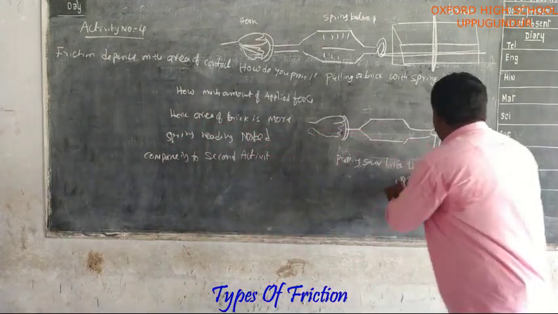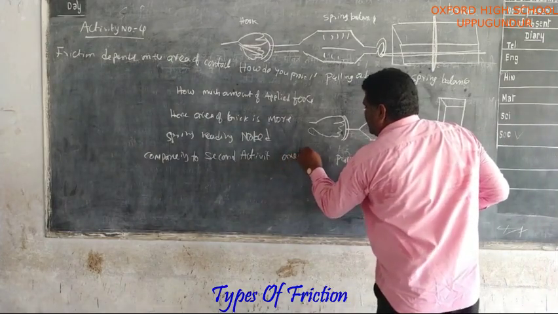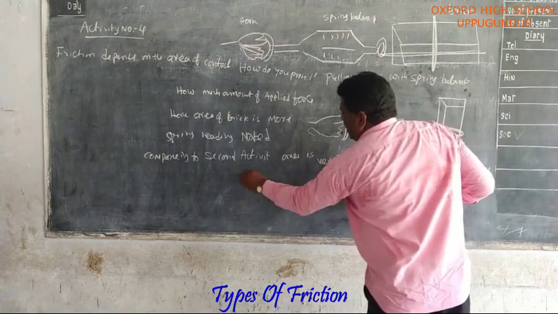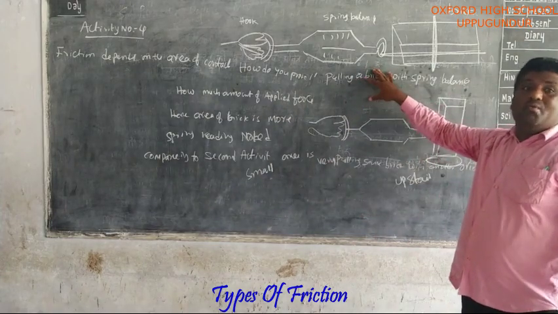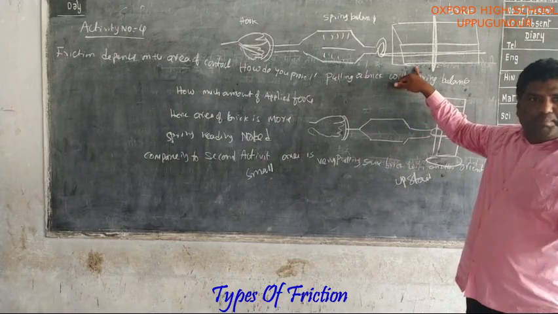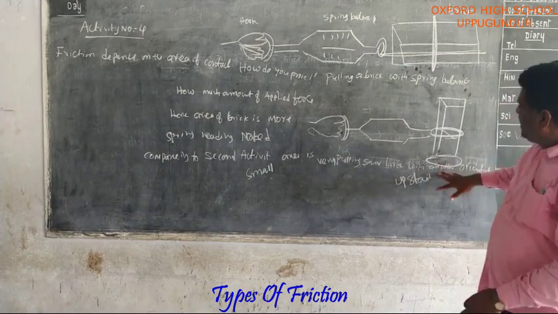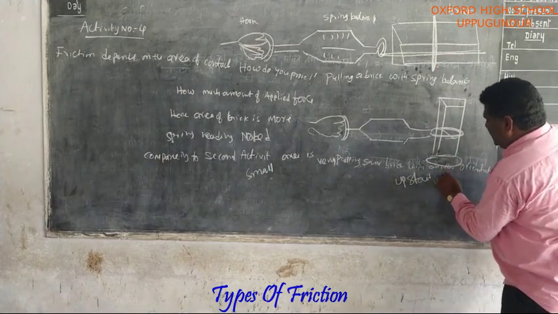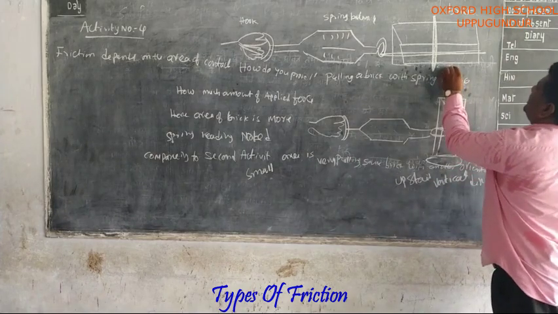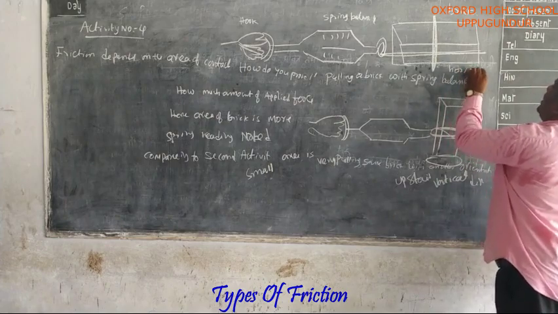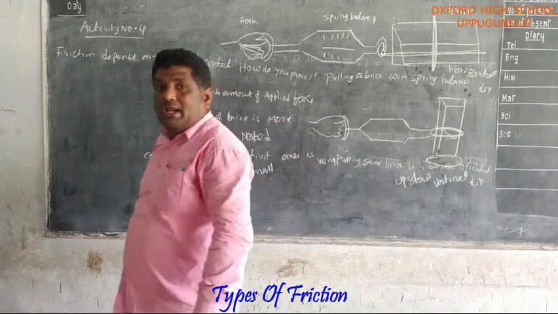Here the area is very small. So in the first picture the area is more. Why? Here the brick is kept in the horizontal direction, but here the brick is kept in the vertical direction. Here the brick is kept in the horizontal direction.